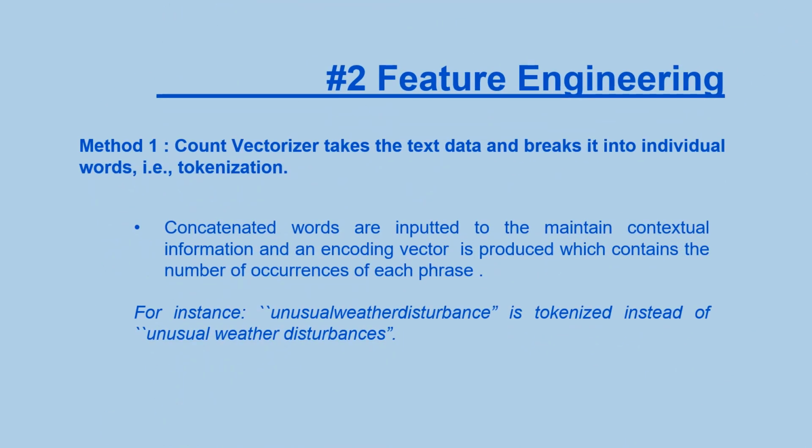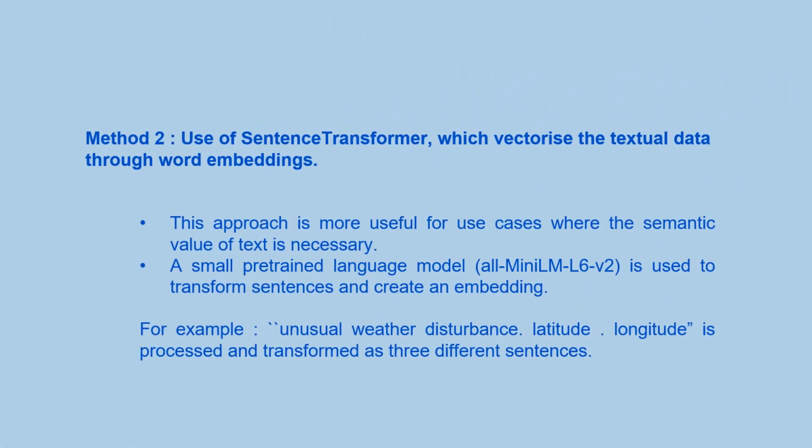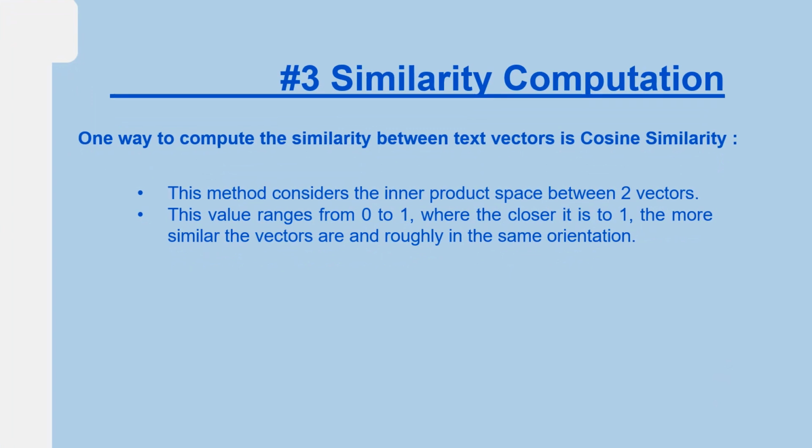The first feature engineering method is the count vectorizer, which takes in the concatenated metadata words and produces an encoded vector. The second method is sentence transformer, which makes use of a small pre-trained language model to produce a word embedding. The last step is the similarity computation, which makes use of the word embedding or the encoded vector to calculate the cosine similarity between projects and produce the output.